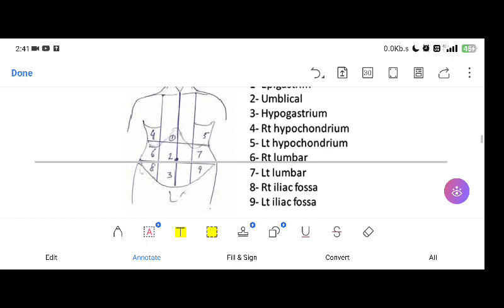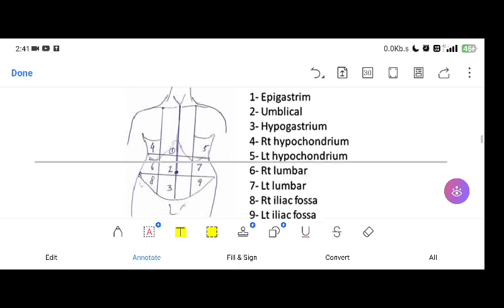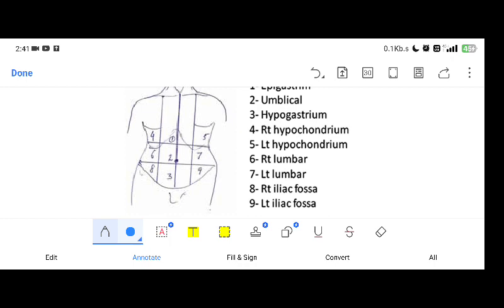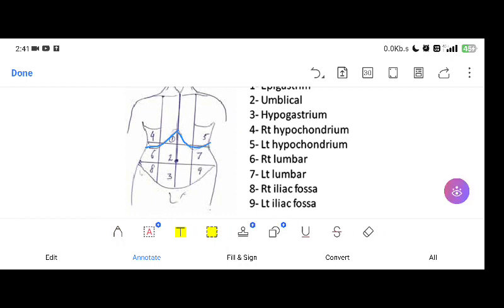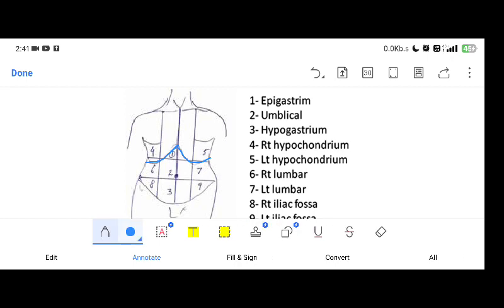So these are the 9 regions of the abdomen, and this is how it is divided. This is region 1, which is the epigastric region, and this is region 2, the umbilical region. Region 3 is the hypogastric region, and this is region 4, the right hypochondrium region. Region 5 is the left hypochondrium region.